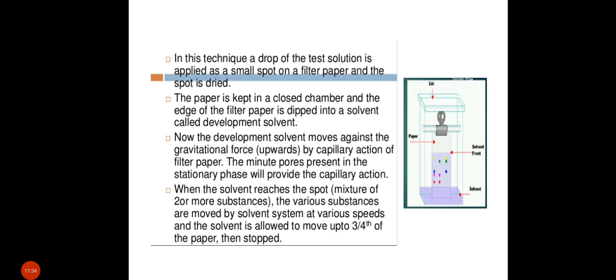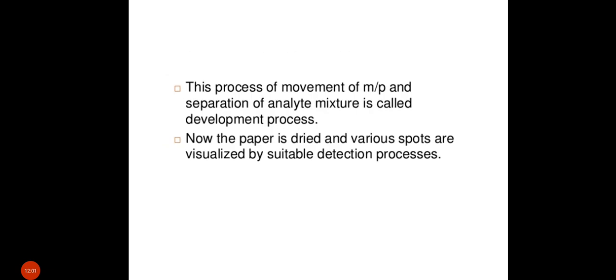When the solvent reaches the spot, a mixture of two or more substances, the various substances are moved by the solvent system at various speeds, and the solvent is allowed to move up to 3/4 of the paper, then stopped. This process of movement of the mobile phase and separation of the analyte mixture is called the development process.